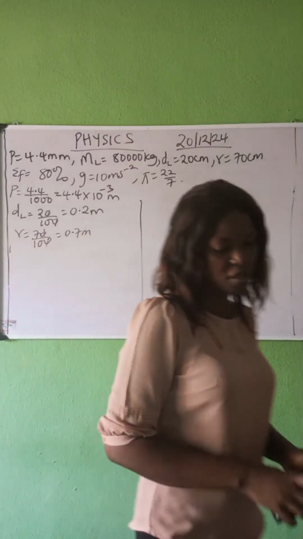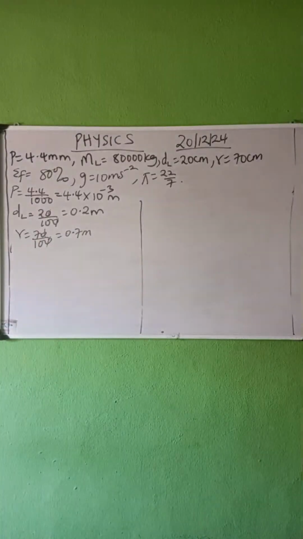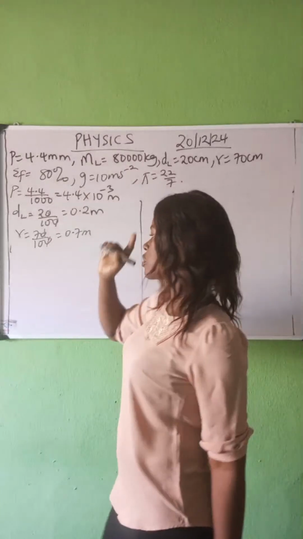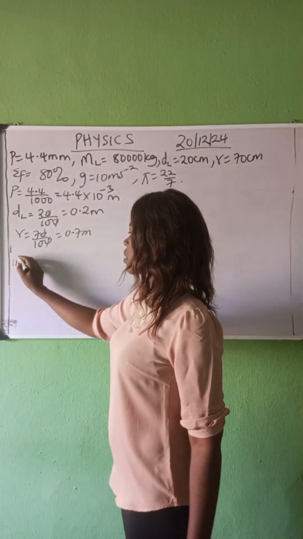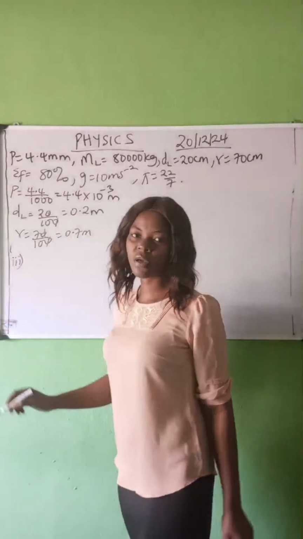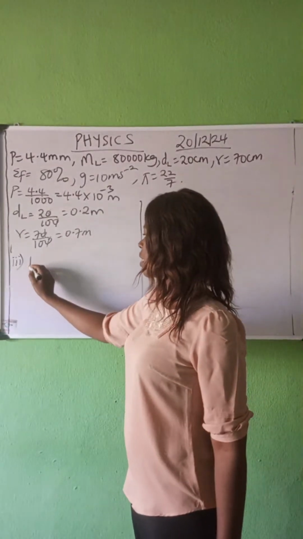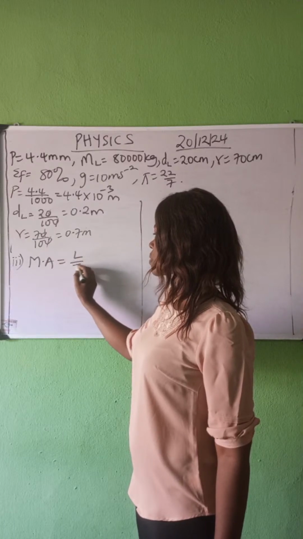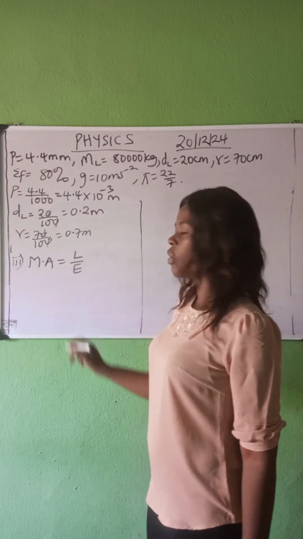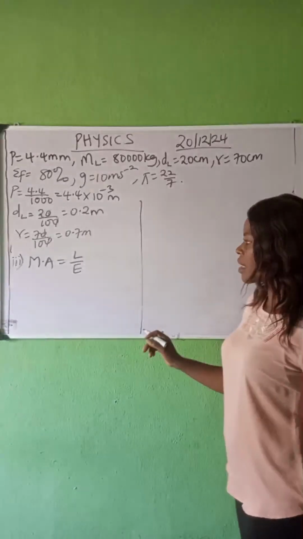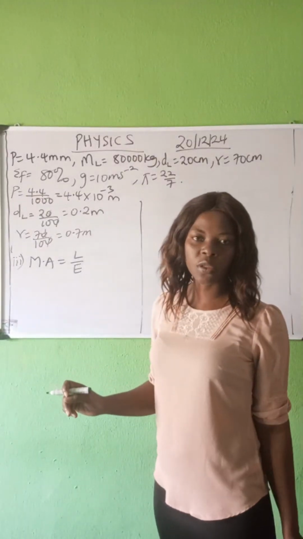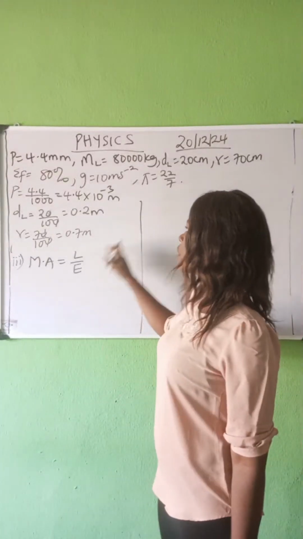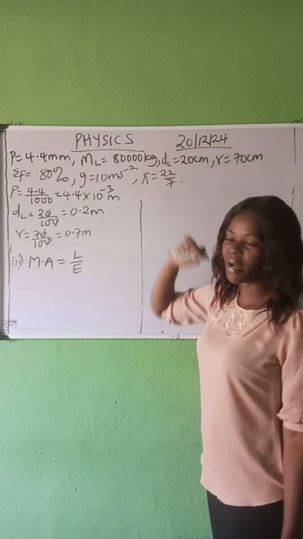All right, so the third part of the question is for us to solve the effort required to raise the body. That's the third part. And how do we solve for the effort? You know that mechanical advantage is equal to load over effort. We don't have the load, but we have what? The mass of the load.